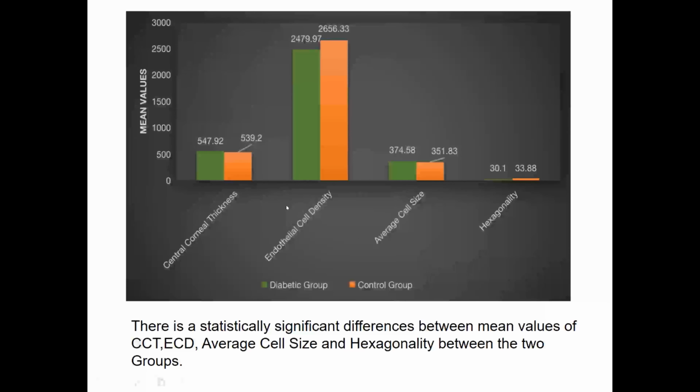Here in the graph you can see that in the diabetic group it is 547 and in the control group it is 539, and the endothelial cell density in the diabetic group is 2479 and in the control group it is 2656, while the average cell size is 374 in the diabetic group and 351 in the control group, and the variability is 30.1 in the diabetic group and 33.88 in the control group. So there is a significant difference between the mean values of central corneal thickness, endothelial cell density, average cell size, and variability between the groups.